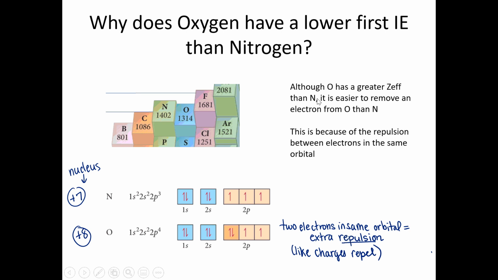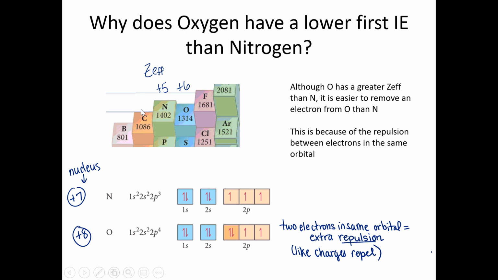If you look at what we've been talking about so far, you'd say, hey, they both have electrons in the second shell. Oxygen has a greater effective nuclear charge, right? If you look at their effective nuclear charge, oxygen's is +6, whereas nitrogen's is only +5. But it looks like, for some reason, oxygen's electrons are a little easier to remove.